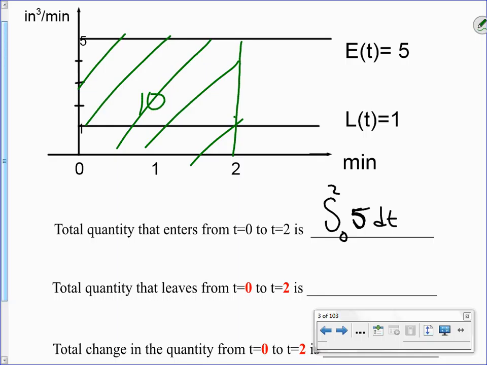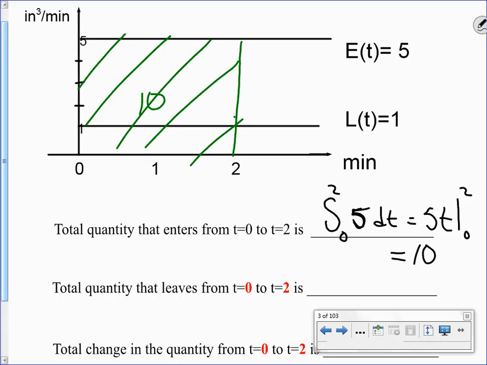We could have also used the fundamental theorem of calculus to get it. We could have taken the antiderivative of 5 with respect to t, so 5t, and plugged in the upper and the lower limits and subtracted, right? And we get 10 that way. I just want you to make these connections between graphs and expressions. But yeah, when you want the total amount that enters, you just integrate the rate at which it enters.